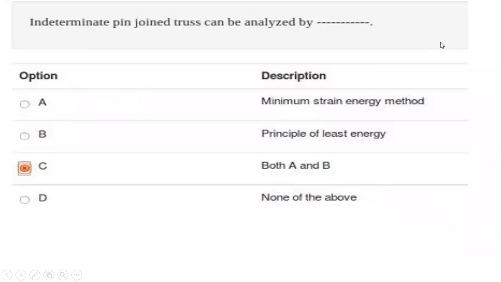Next MCQ: indeterminate pin jointed truss can be analyzed by. In case of an indeterminate pin jointed truss, we have to use the strain energy method, that is also called the principle of least work. So both the options A and B are correct. So the answer is option C. Okay.